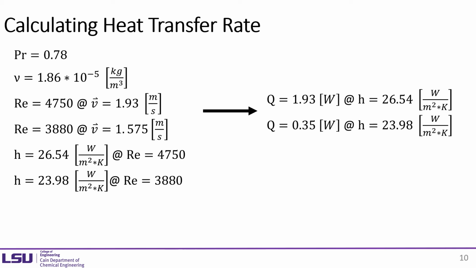So with this data that we've calculated, the heat transfer coefficient H at these two Reynolds numbers, and we know the area of the CPU, as well as the temperature of the CPU at these two CPU fan speeds, then we can calculate the heat transfer rate Q at this upper and lower CPU fan speed, which we get 0.35 watts of heat transfer at the lower CPU fan speed and 1.93 watts of heat transferred at the upper CPU fan speed.